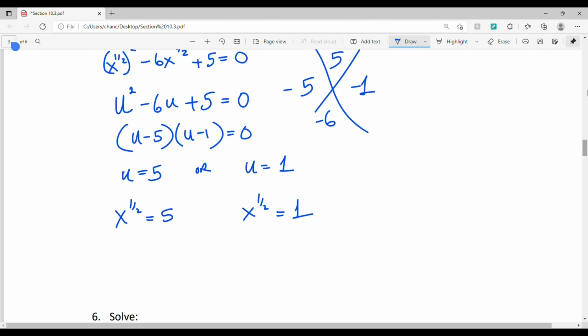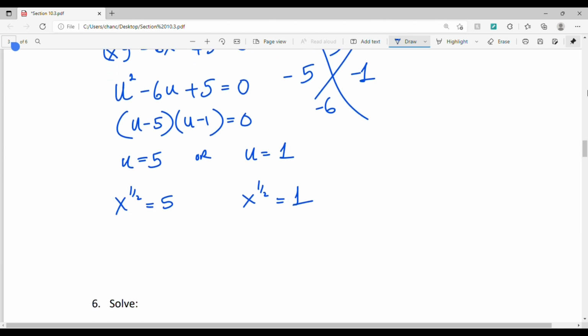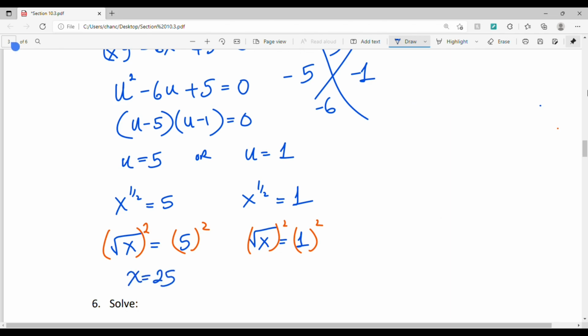If you remember from the previous problem, we could write this as a radical. So this is the square root of x equals 5, and the square root of x equals 1. How do we get rid of the square root? Well, we'll do the opposite. We'll square both sides of the equation. And so on the left here, we get x equals 5 squared, which is 25, and x equals a positive 1 on the right.